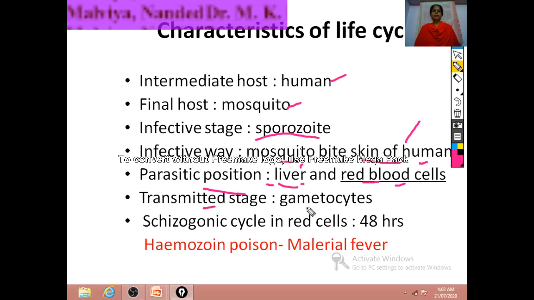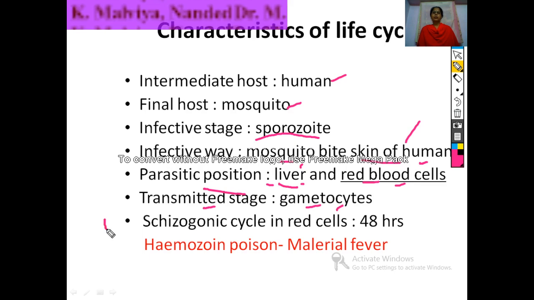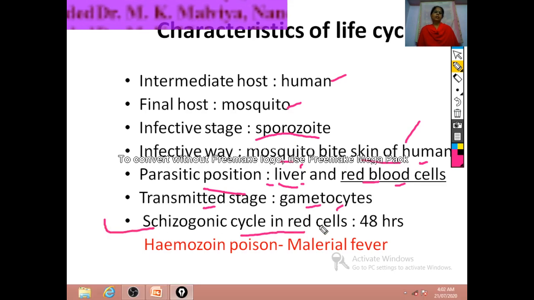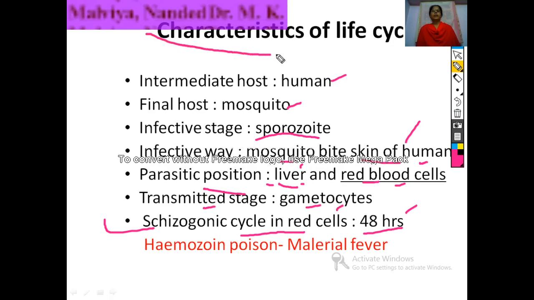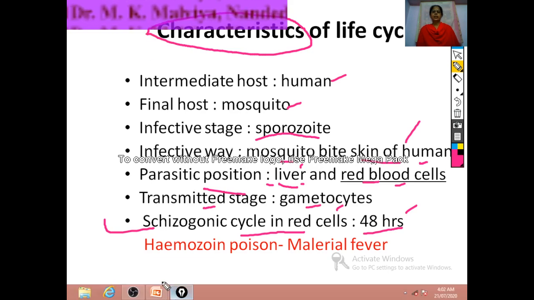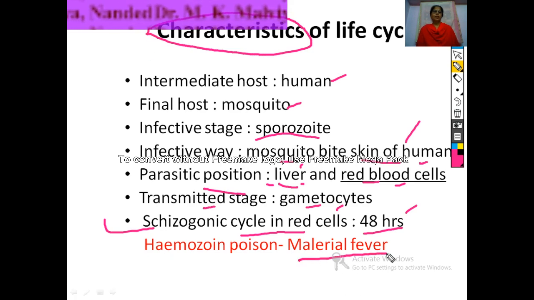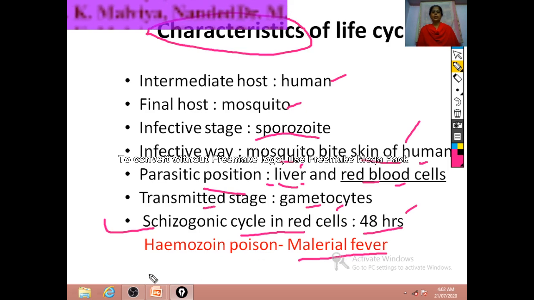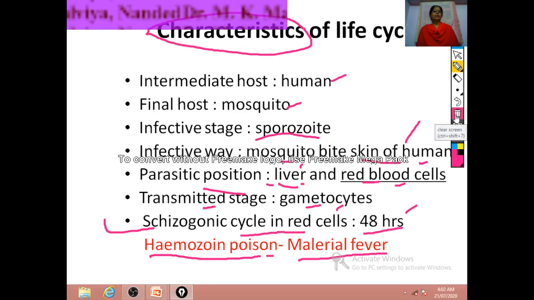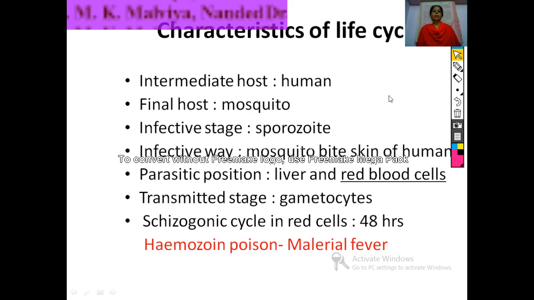Of course, the stage transmitted from one person to another is the gametocyte, that is the microgametocyte and the megagametocyte. The schizogonic or blood cycle of the Plasmodium parasite takes 48 hours, or it differs from species to species. And the very specific characteristic of the Plasmodium parasite is the malarial fever. It causes malarial fever in the human being because of the hemozoin poison, which is formed by the hematin pigment.